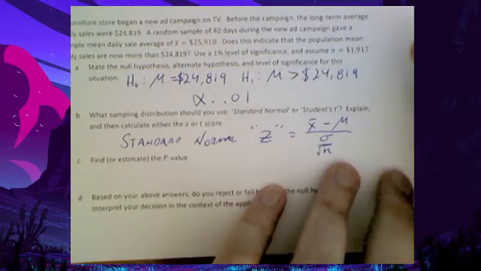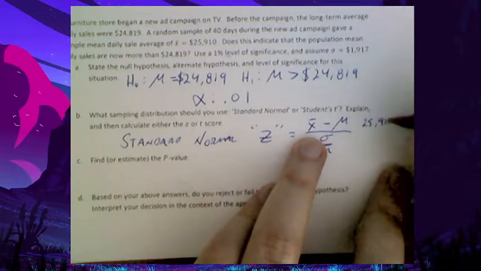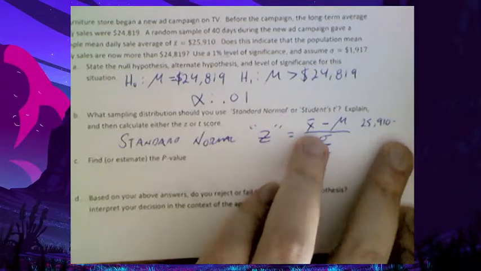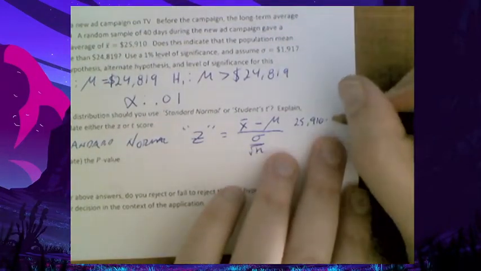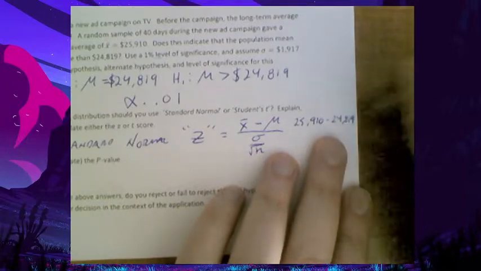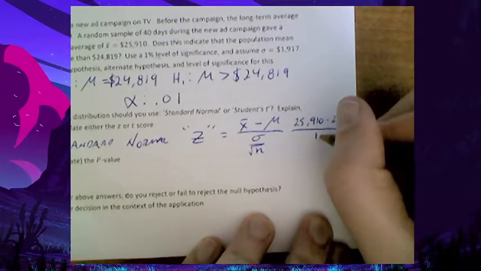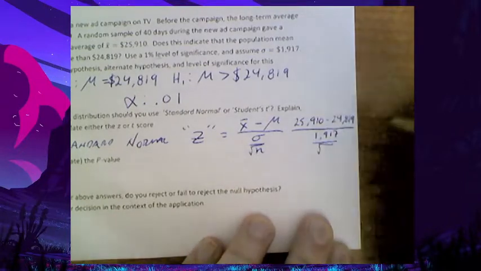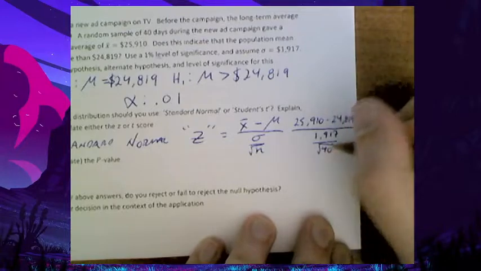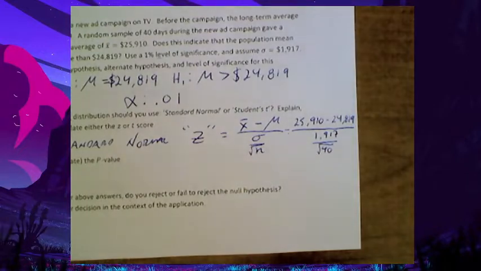So I'm told basically all of this information here. So my x bar, 25,910, minus my mu, 24,819, divided by my sigma, 1,917, divided by root n, and my sample size was 40. So kind of a mess, but all I really got to do is go to a calculator and type all of that in. So let's do it out.